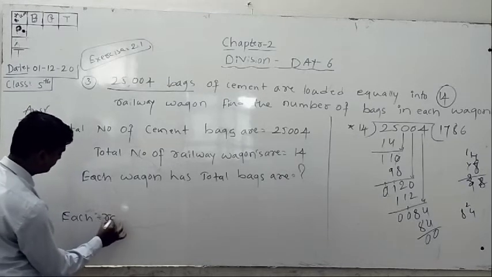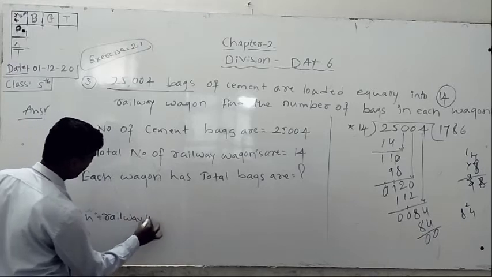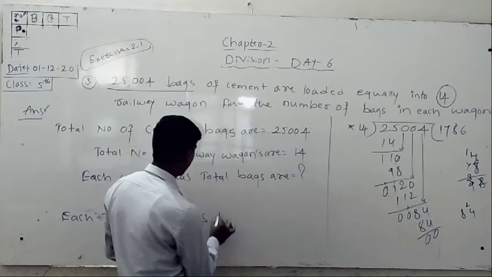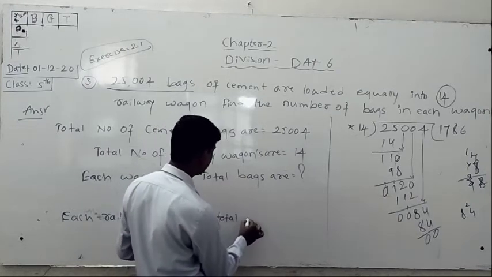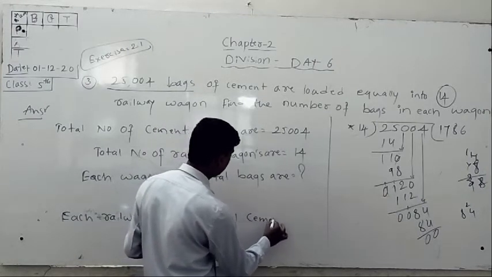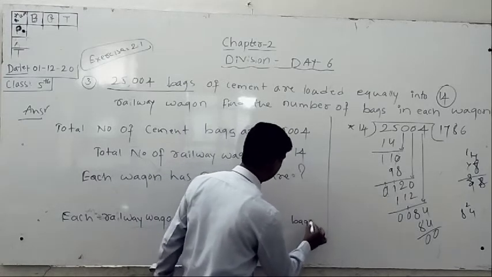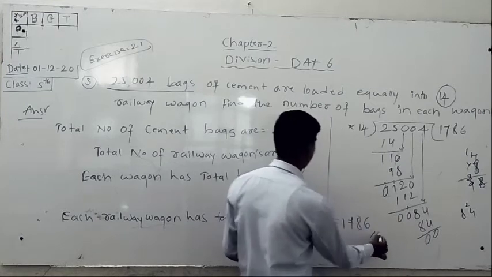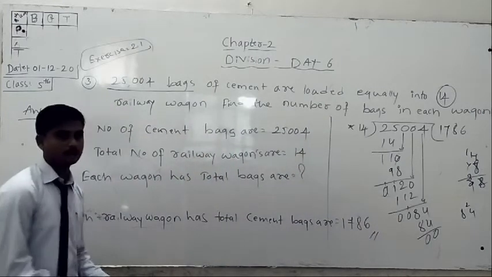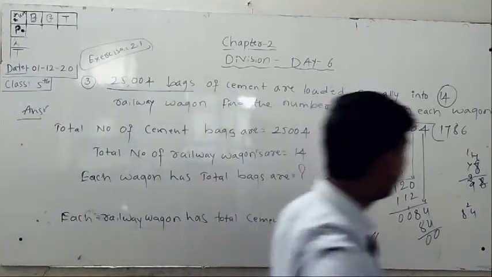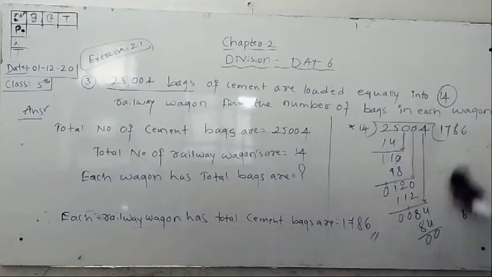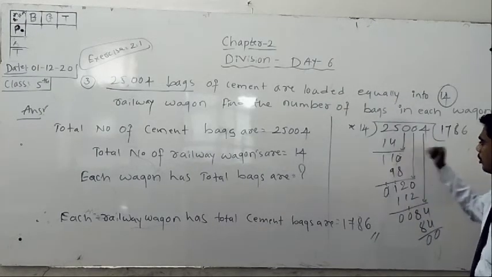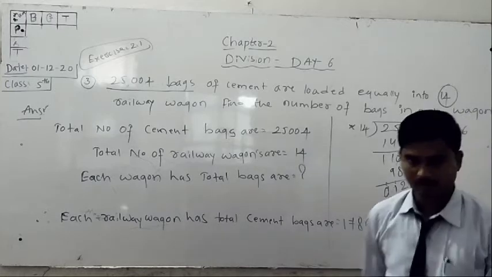Therefore each railway wagon has total cement bags, 1786 bags in one railway bogie. Remember, write this question in red pen, this one in blue pen, and below write this division problem. Write down fast.